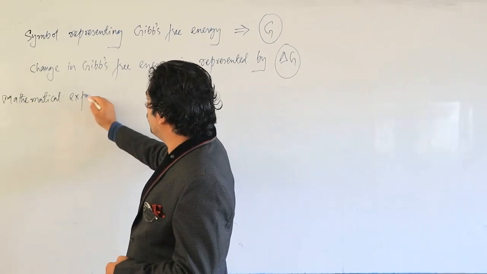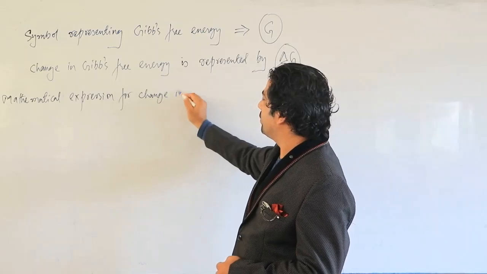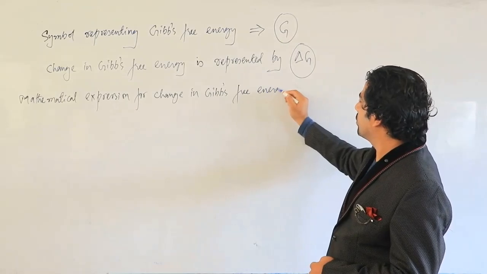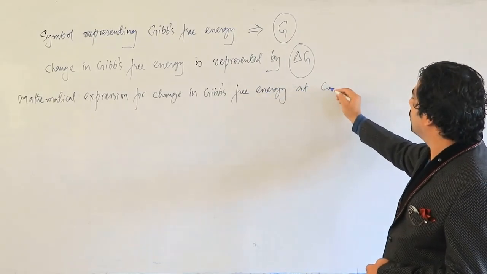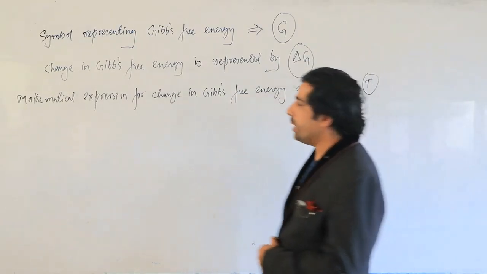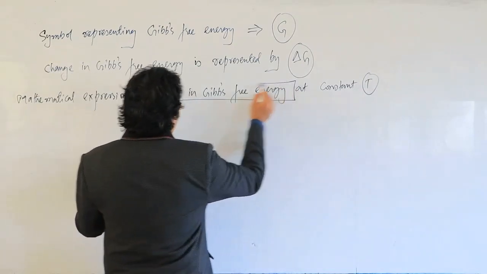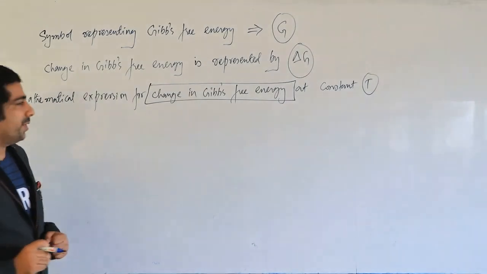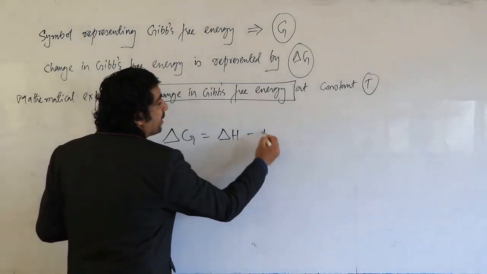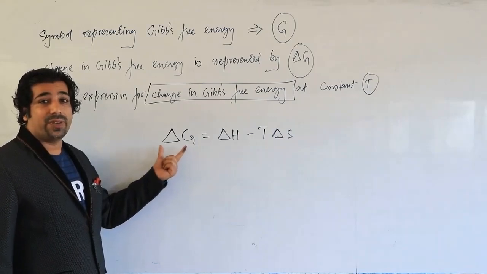What is the mathematical expression for change in Gibbs free energy at constant temperature, my dear friends? Have a look. It is delta G is equal to delta H minus T delta S. So this is the mathematical equation for the Gibbs free energy.